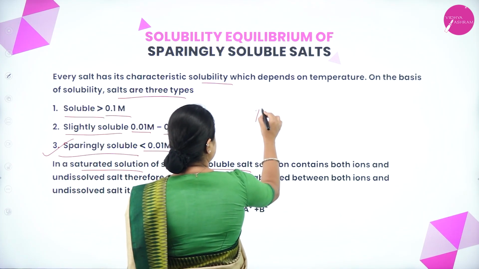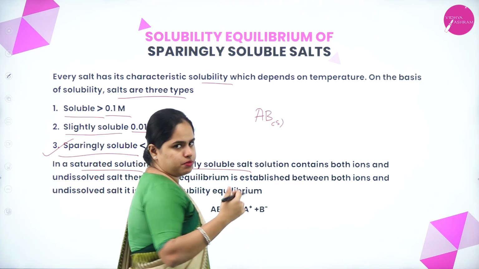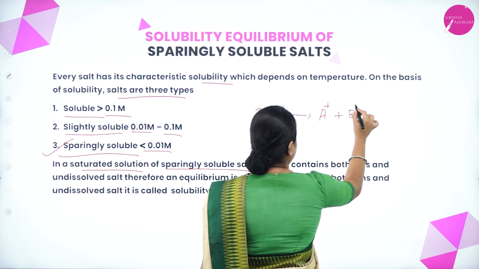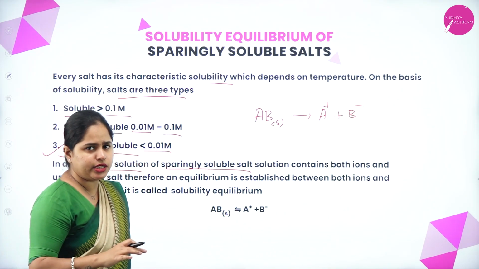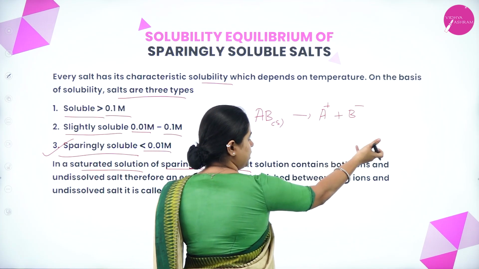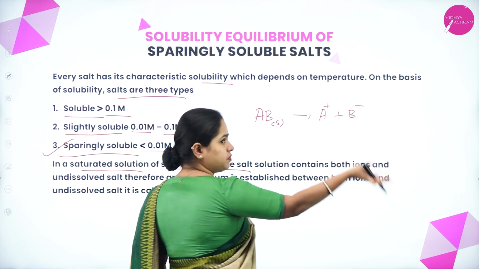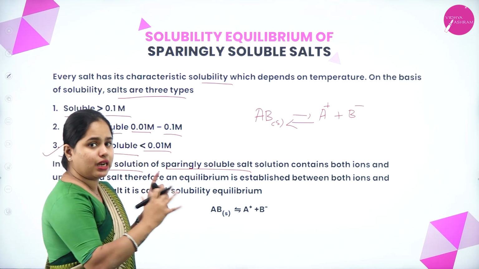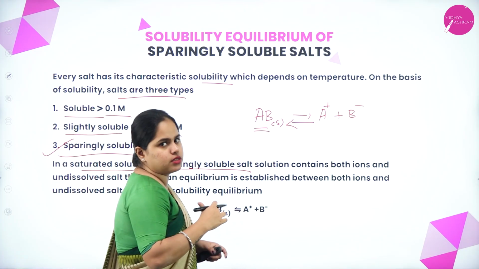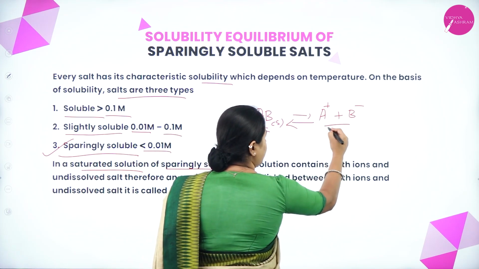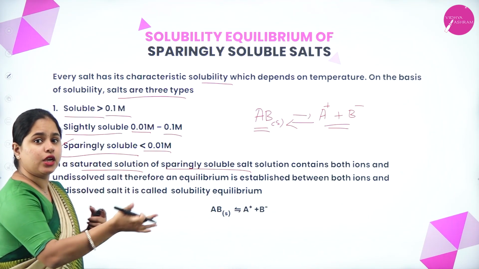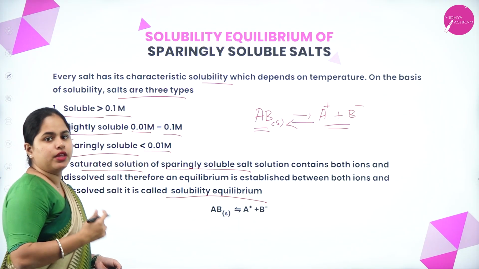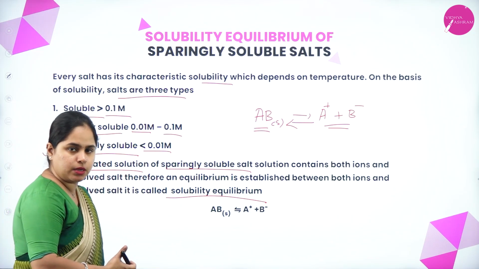Now, what does that mean? Let us take AB, which is the substance. It dissociates into A+ and B-, right? So these are the ions which are formed. It is sparingly soluble. So what happens? A+ and B- are formed. At the same time, A+ and B- will be combining to form AB. The product AB will also be formed. So there exists an equilibrium between the undissolved substance and the ions. These are the ions and these are the undissolved substance. So that is what is called a solubility equilibrium.